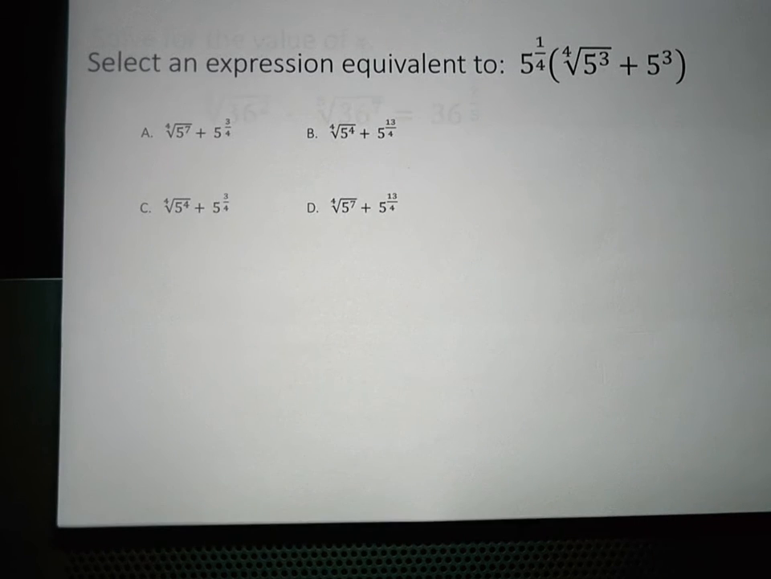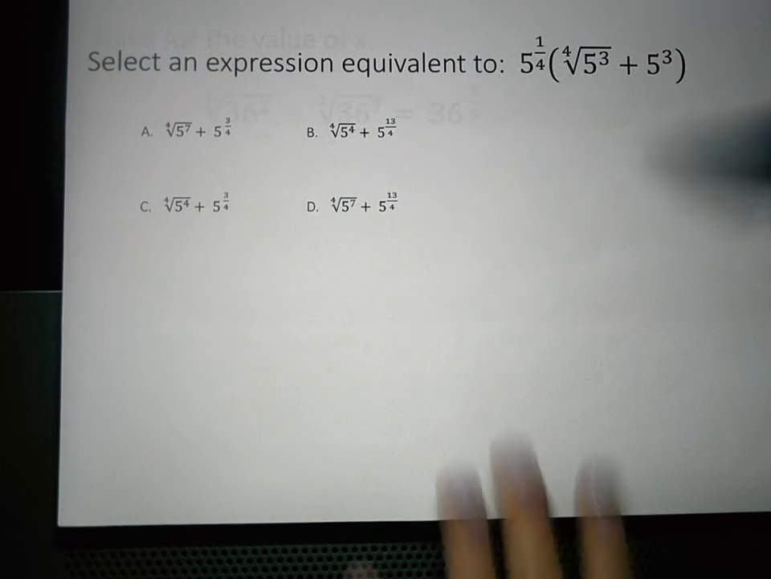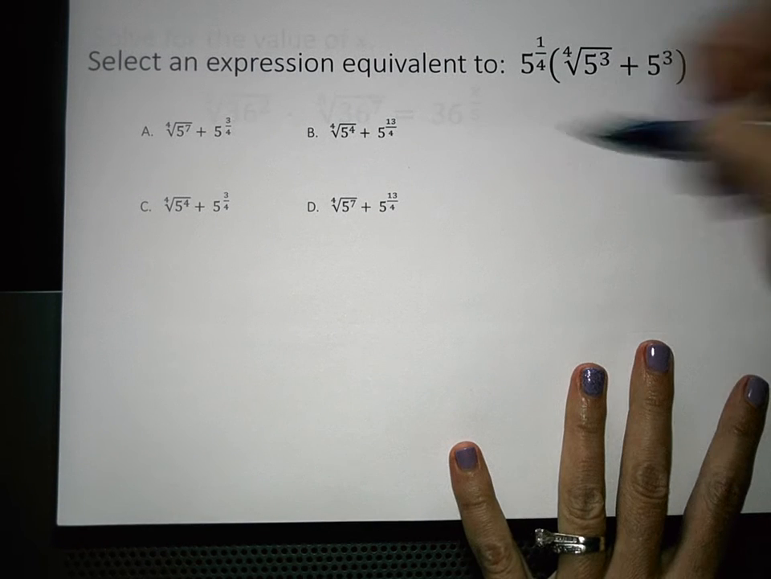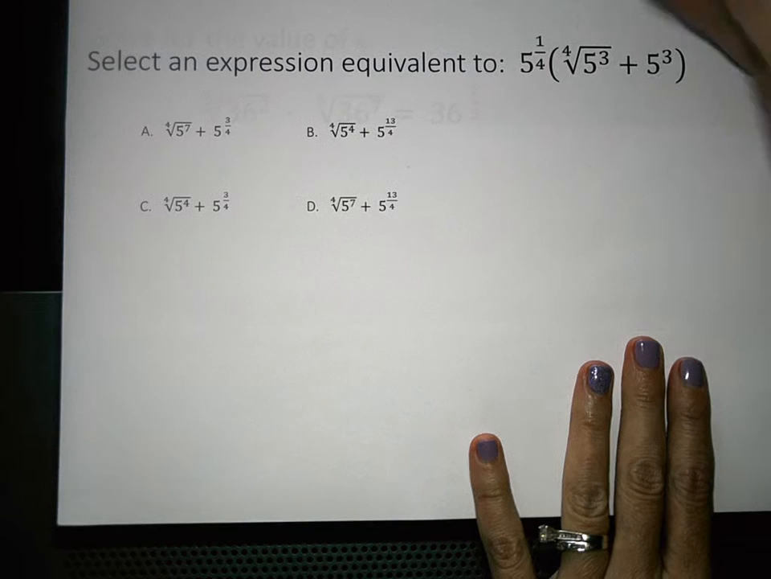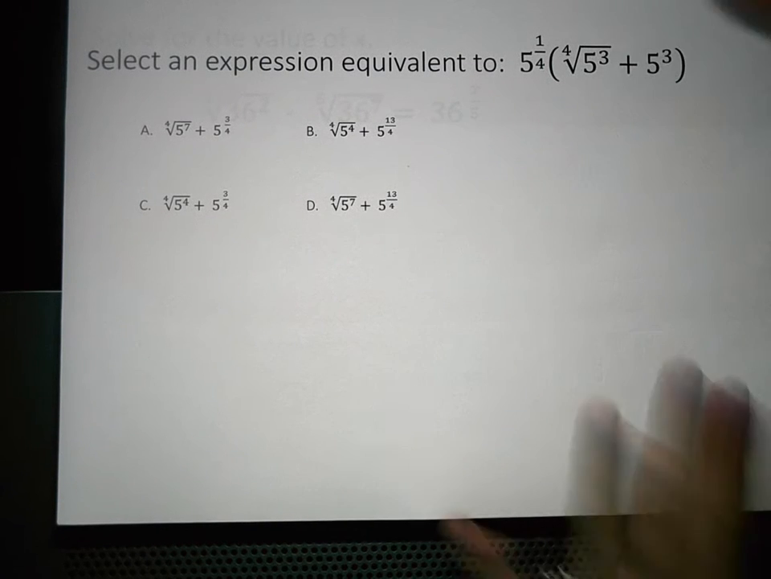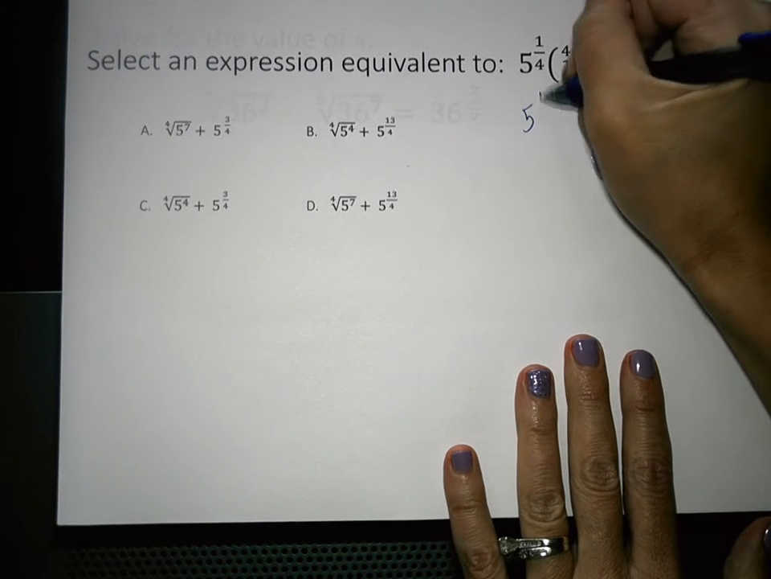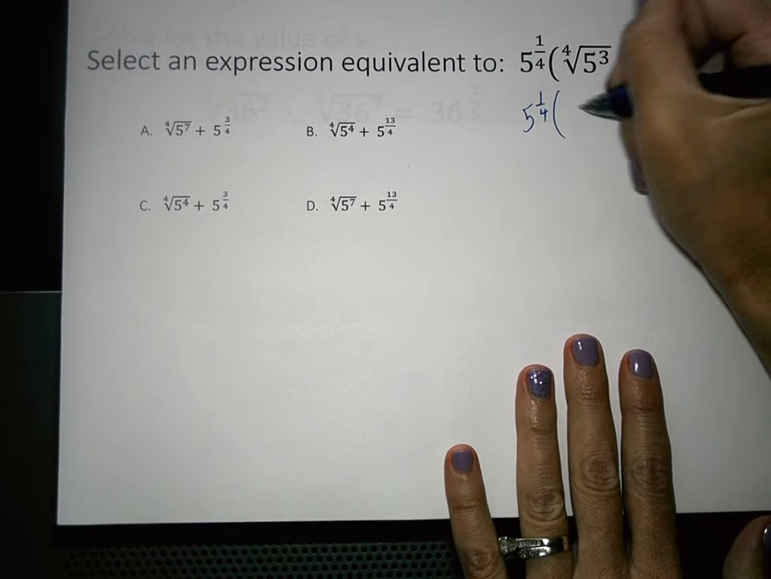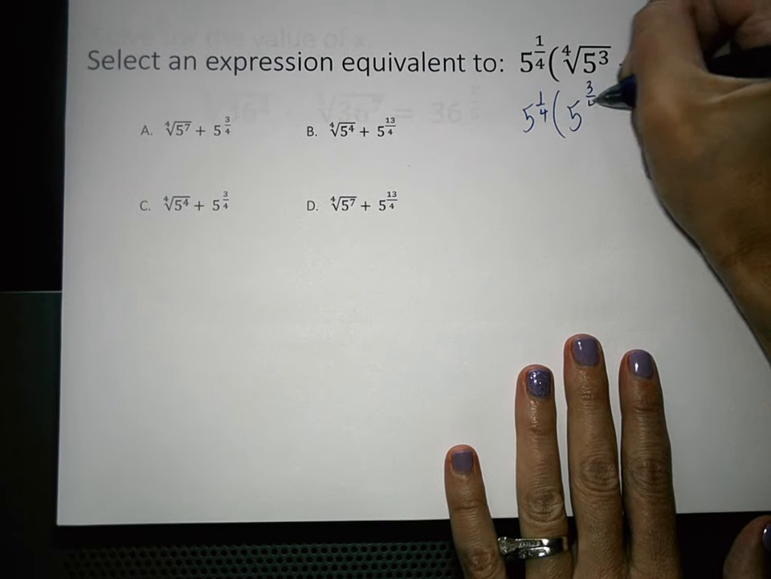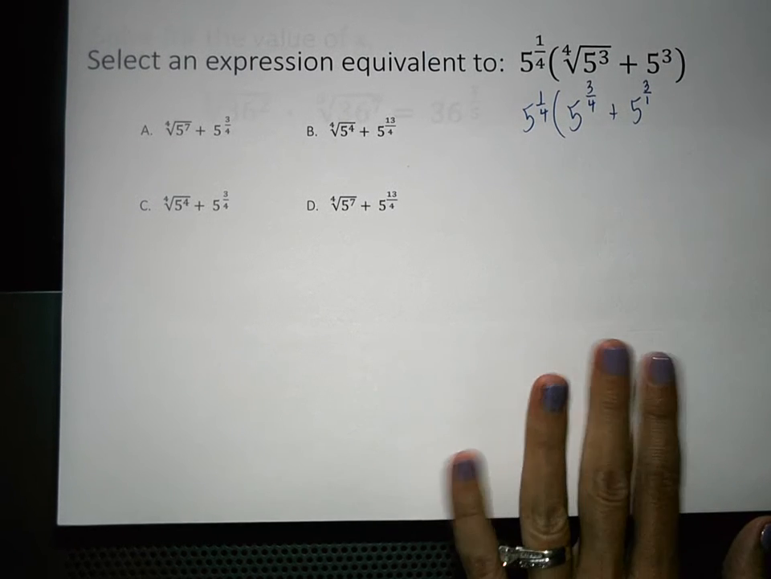Okay, select an expression equivalent to this. So again, for me, when we're working with these numbers, it's easier to change some of these to exponential form, and then if we need to move it back to root form, we can. And so I would start by rewriting this to be 5 to the 3/4 power, plus 5 to the, I'm going to write it as 3/1 power.